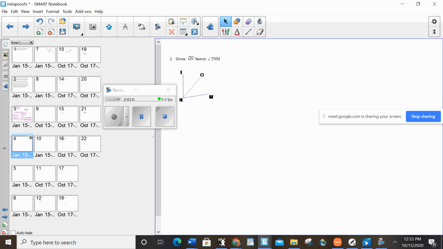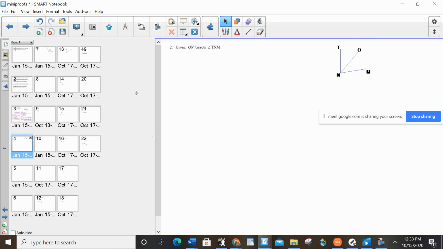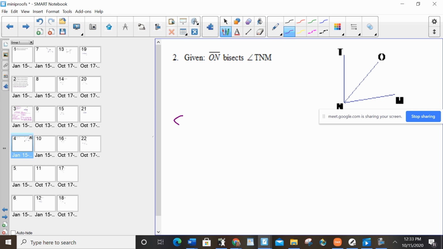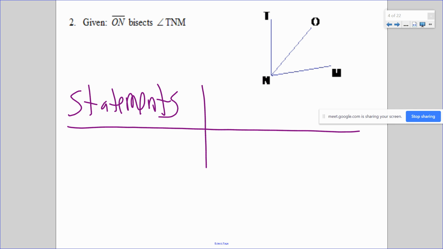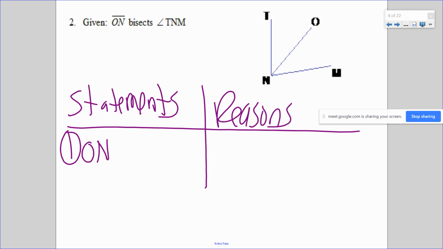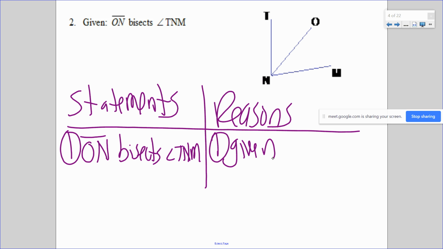Number 2, ON bisects angle TNM. Statements. Reasons. The first statement is always the given. In this case, ON bisects angle TNM. And the first reason is always given.